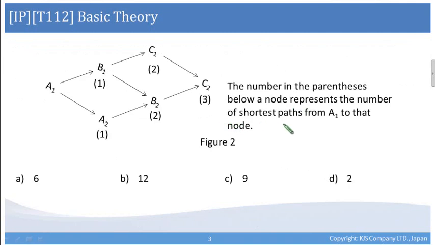The number in the parenthesis below a node represents the number of shortest paths from A1 to that node. So for example, from A1 to B1, there is only one shortest path. And for example, A1 to B2, there are two shortest paths. A6, B12, C9, D2.